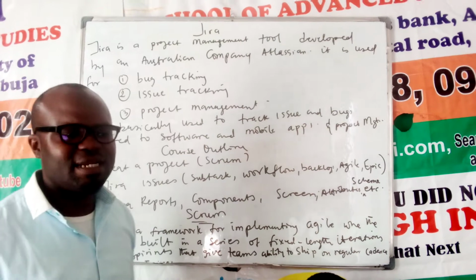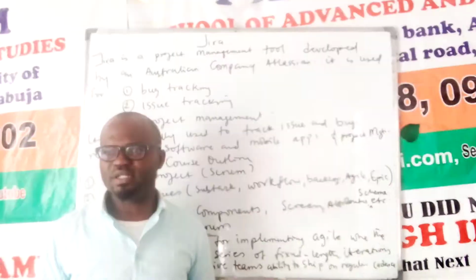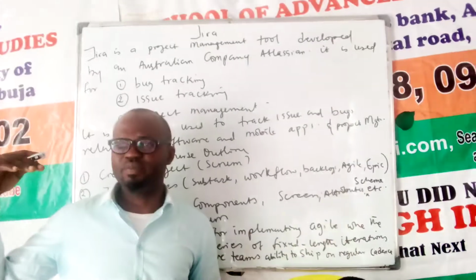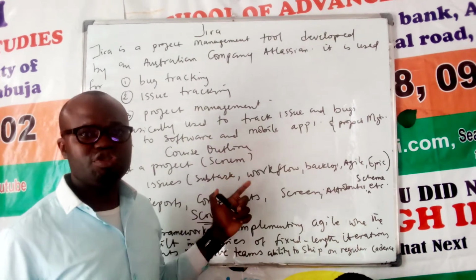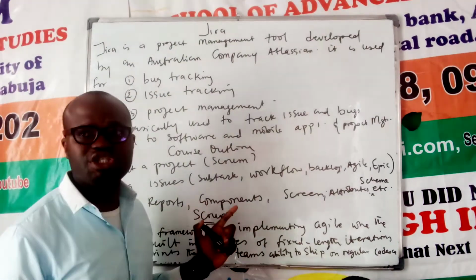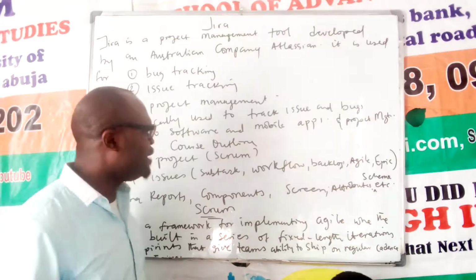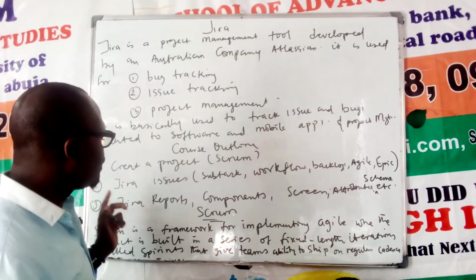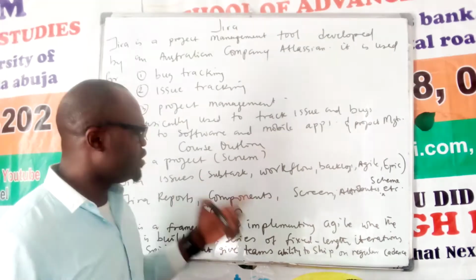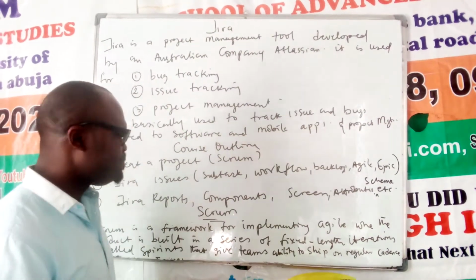Now, in our course outline, we are going to be looking at creating a project in Jira. You understand? You're going to create an account with Jira using the cloud method. So once you create the account, you should be able to create projects. Then when you create projects, we'll be looking at how to create issues. We'll be looking at subtasks, workflow, backlog, how to create an agile project, and epics. We're also going to be looking at Jira reports, and how to give Jira reports. We are going to be looking at, under project, the components, scripts, attributes, and schemes.